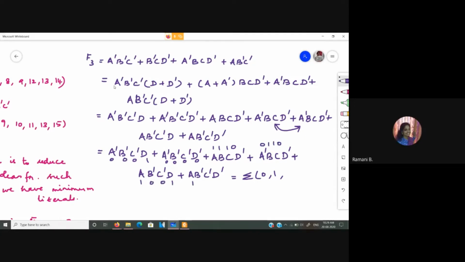Ma'am, in the second term it was B dash C D dash, ma'am. But while writing the second step, you wrote B, ma'am. Yeah. Thank you. So that is B bar, C, D bar. Okay.